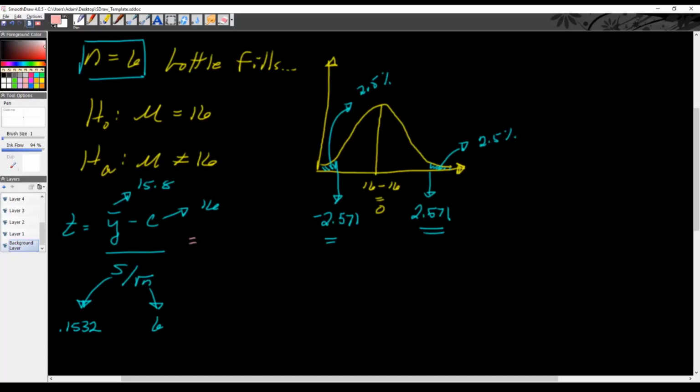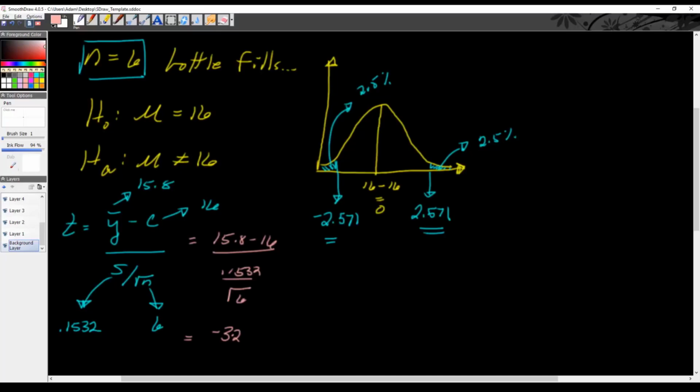In other words, we're just going to solve for a standardized measure of bottle fills, or this particular sample of bottle fill. So 15.8 minus 16 divided by 0.1532 divided by the root 6. If you solve for this, you will get negative 3.2.